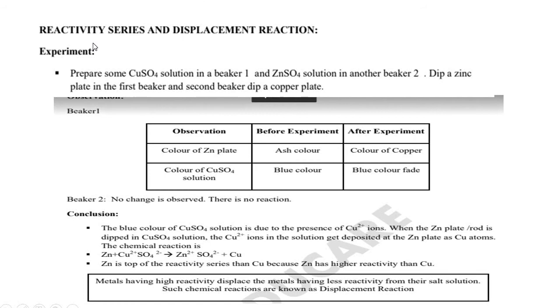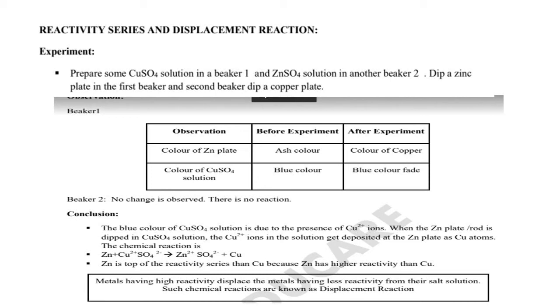Now a new topic, reactivity series and displacement reaction. Prepare some copper sulfate solution in a beaker. Now you are taking two beakers. In beaker 1, you are putting some copper sulfate solution. In beaker 2, add some zinc sulfate solution, ZnSO4 solution. So you have two beakers: in one it is copper sulfate solution, in the other it is zinc sulfate solution.